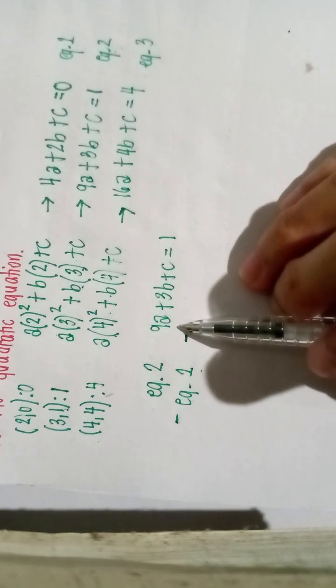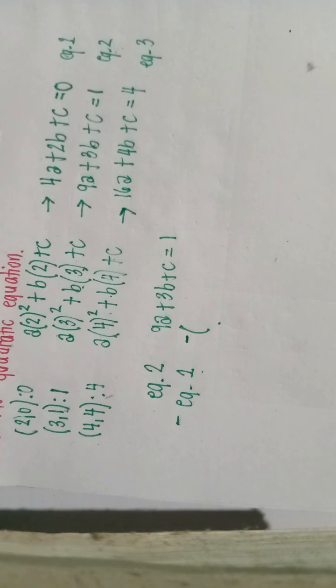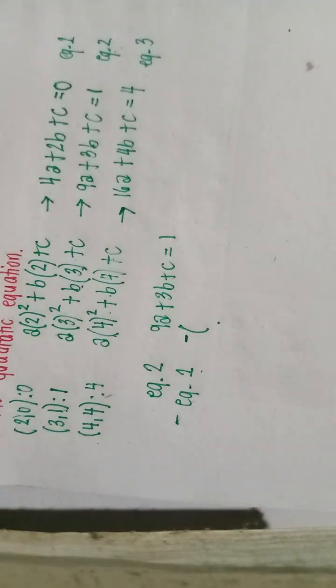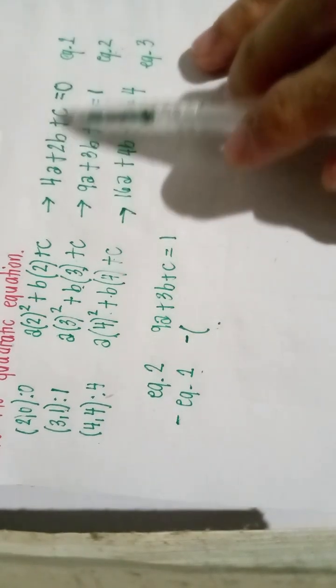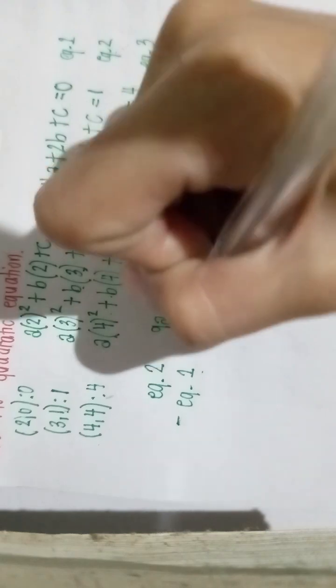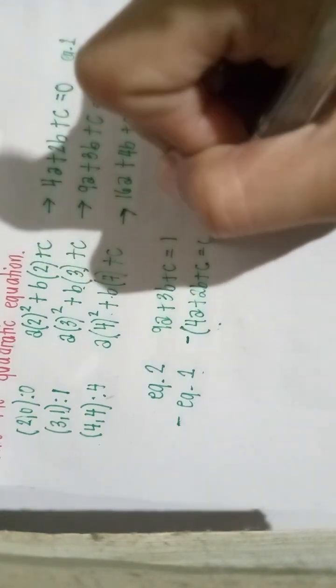If you don't put parentheses, the negative will only apply to your first term without changing the sign of the rest of the terms in the quadratic equation. So let's put parentheses so that it is clearer and you can understand. For equation 1, put it in parentheses. So our equation 1 is 4a plus 2b plus c equals 0.